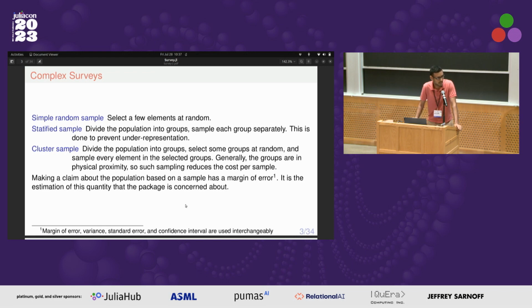Surveys can be a little more complicated, because if you take 100 people at random in America, then you'd be hopping from Alaska to Florida and so on. That's not going to be cost effective. So what you end up doing is that you select some places at random, and then you go there, and then within those places, you select some people at random. So there are these complications. And this package is about, given these complications, how do you compute the margin of error? We're going to use variance, standard error, margin of error, and confidence interval interchangeably. They're not the same thing, but they are calculated from one another.